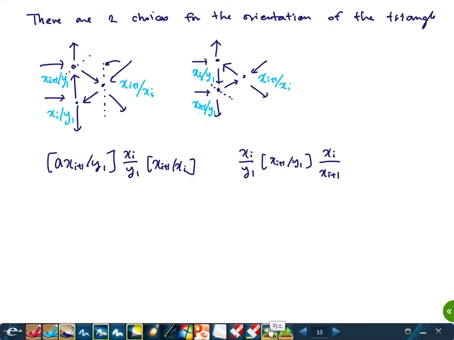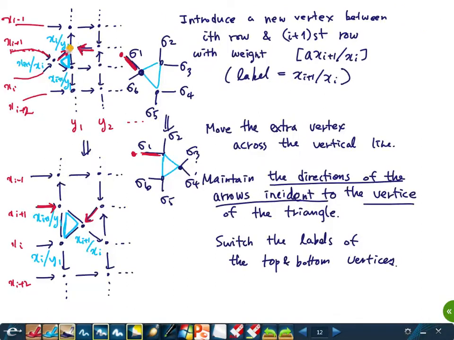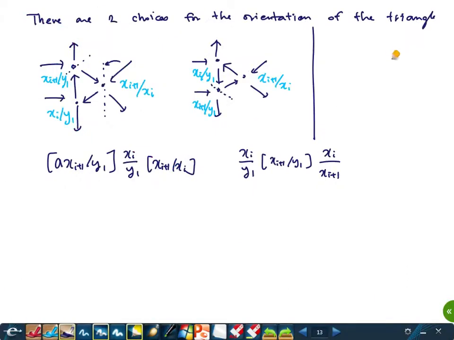Yeah, maybe I should have... Let's look at the previous triangle. So the previous triangle. So that one, okay. That one was like, the direction was like this.